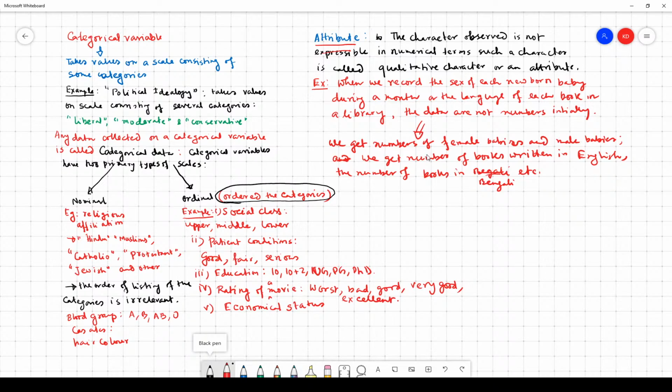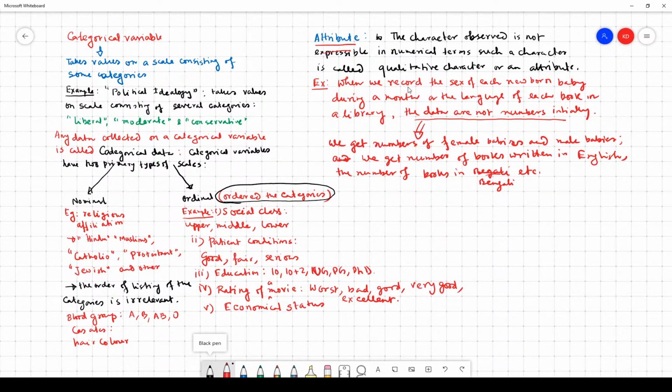So first, initially, when we record the sex of each newborn baby, these data are not numbered numerically, but after that, we get the number of female babies and male babies. So we can represent this after collecting the data initially. We can number this data as number of female babies and number of male babies. So this type of data is an attribute. This is a qualitative character.